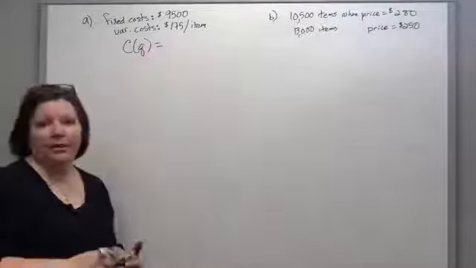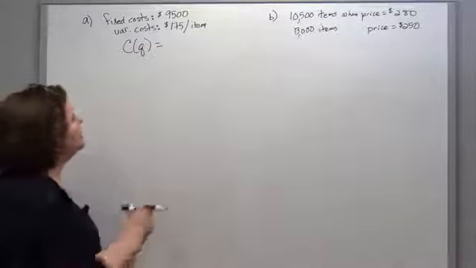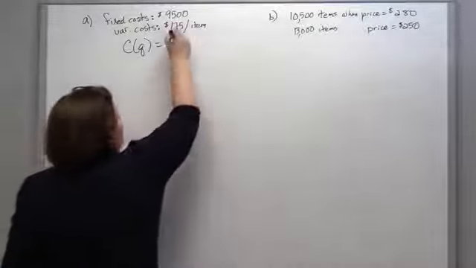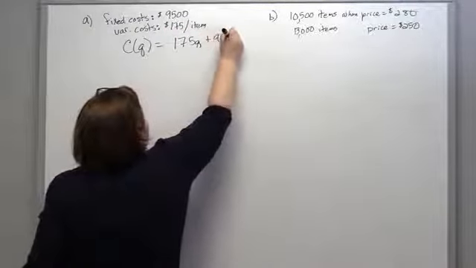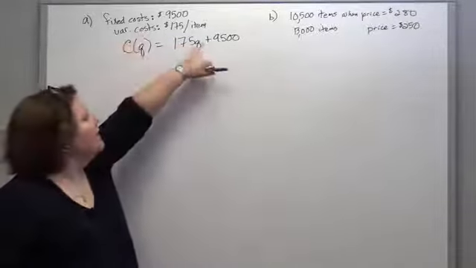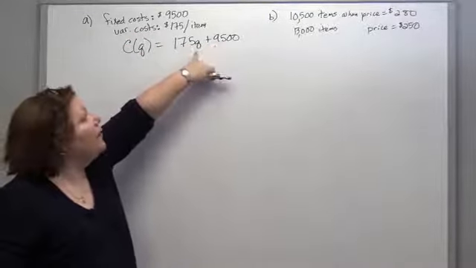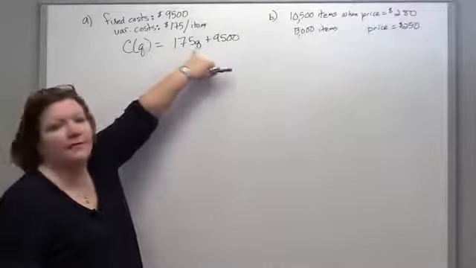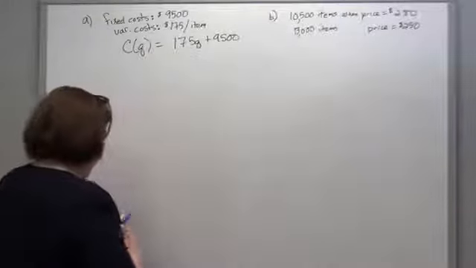And the fact that our variable cost is $175 per item, no matter what Q is, means that cost is a line where we have, if you want to write it, 175Q plus 9,500. And you can think about it, right? If we don't make any items, we still have a cost of 9,500. If we make one item, our cost is added by 175. 2 items, 2 times that, and so on. So that's our answer for part A.